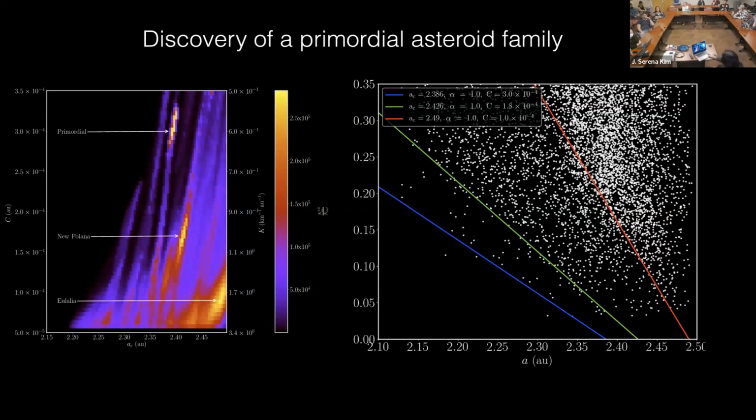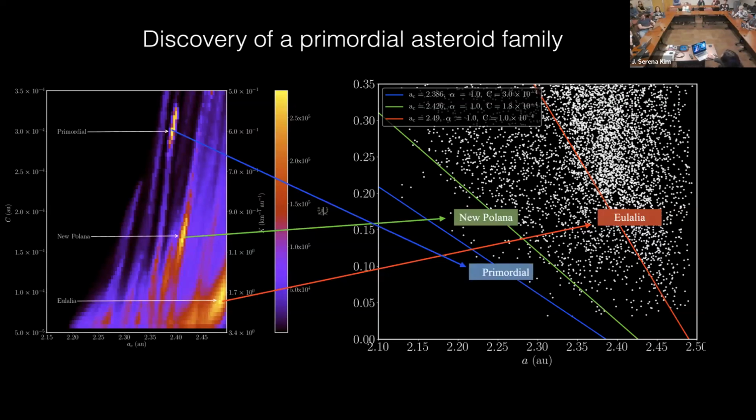And we're able to identify the V-shaped halves of 3 distinct asteroid families. The first is the Eulalia family here. It's more easily seen in this metric space where we are sweeping the V-shaped kernel over the main belt. We see a maximum here that corresponds to the Eulalia family. We see a second maximum here in this phase space, which corresponds to the New Polana family. And then we see a third maximum, which corresponds to a previously unknown asteroid family, which we call the primordial family. We don't have a name for it yet.